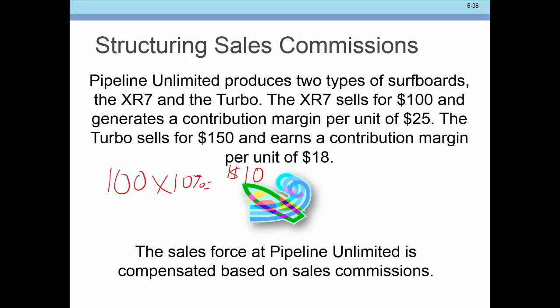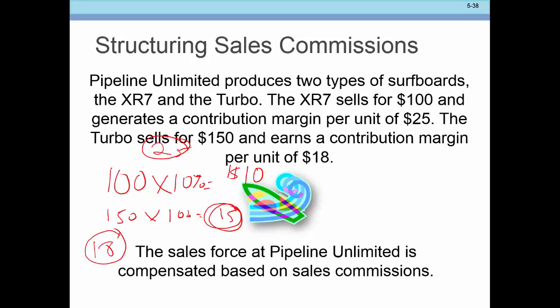If he sells one for 150 and he gets 10%, that's going to be $15, right? So he wants to sell this one that gives him $15, doesn't he? Meanwhile, the contribution margin to the company for the one for $100 was 25. Meanwhile, the contribution margin of the company for the one that was 150 is only $18. So he did better, but the company did worse, didn't they? And that would be the same for 1 unit, 2 units, whatever, right?